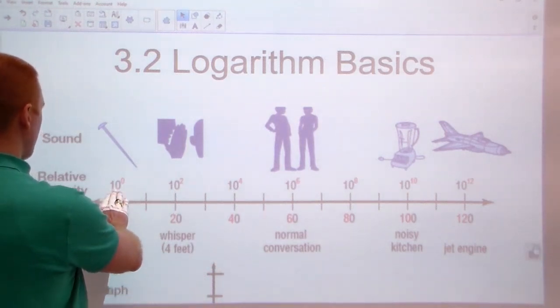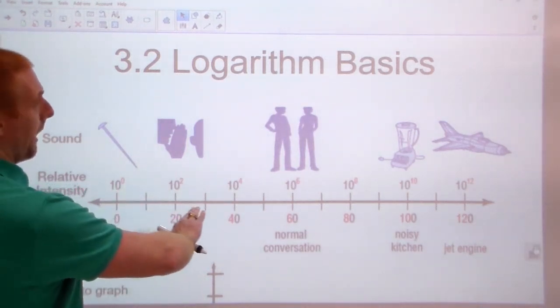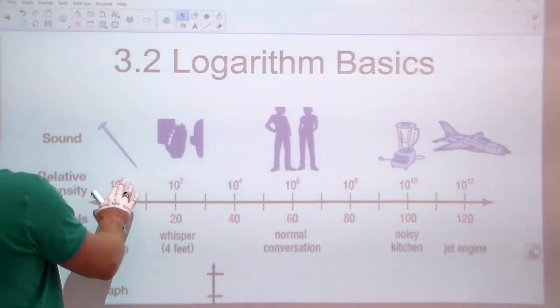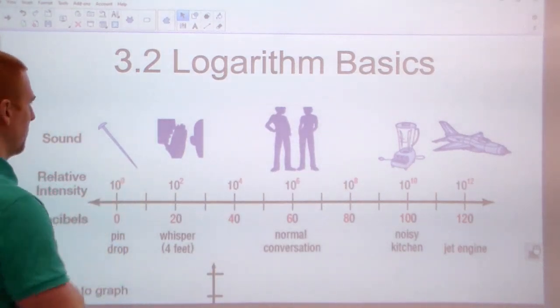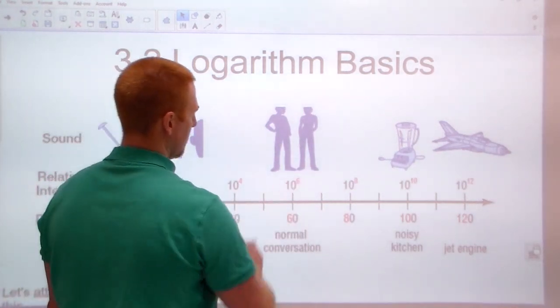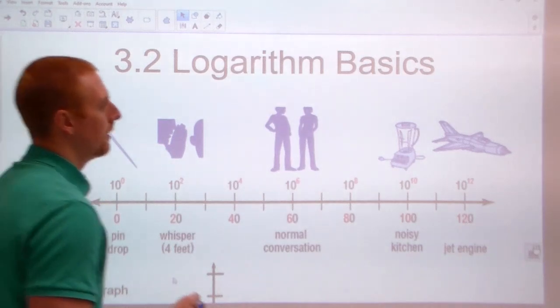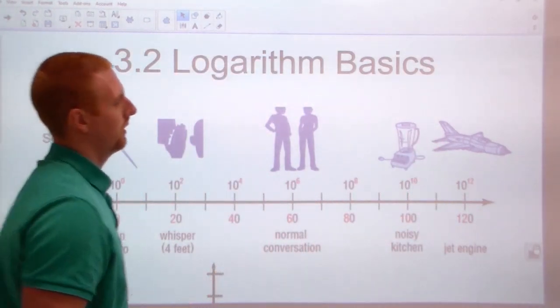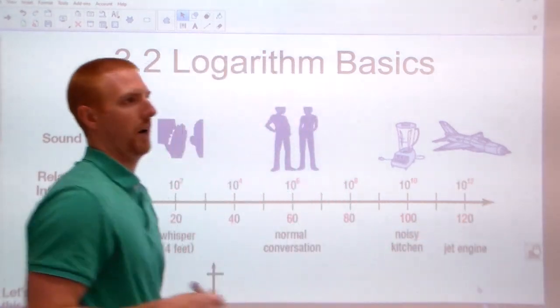So the relative intensity is in micropascals, a pressure unit. So a pin drop is very small. That's 10 to the 0 power. A whisper is about 100. Normal conversation, that's about 1,000,000. A blender, that's getting up to, I want to say 10 billion. A jet engine's about 10 trillion micropascals.